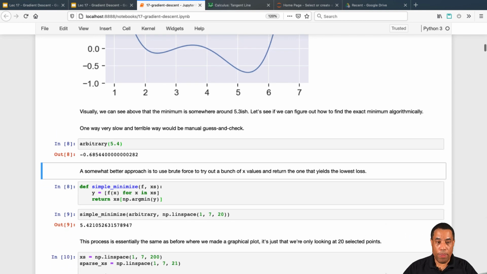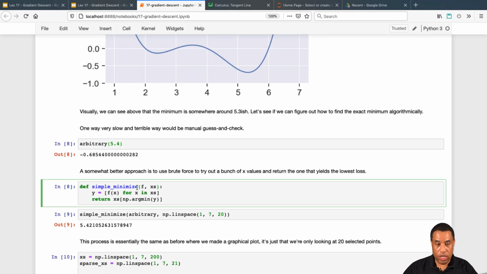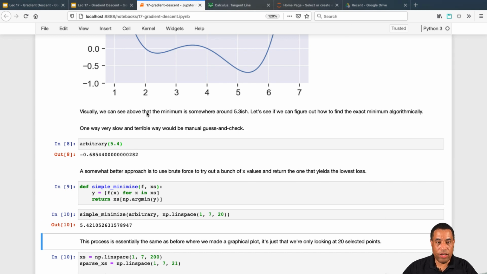Okay, so here I've got a simple minimize function, and I'm going to try that. I'm going to give it x from 1 to 7, and we're going to look at 20 different points. Then we're going to look for the minimum of our function. And it returns 5.42. Well, we already know from our manual exploration that that's actually not the minimum, right? That's to the right of the true minimum.